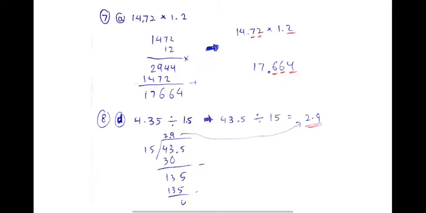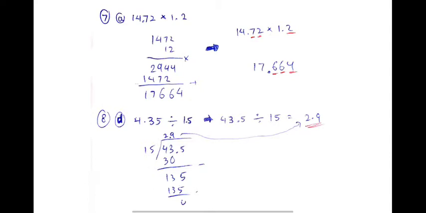Okay, open a textbook, page 50, exercise 2D for more practice on the rational numbers. So we go to number 7 first. Evaluate each of the following. So 7a has this question, 14.72 times 1.2.